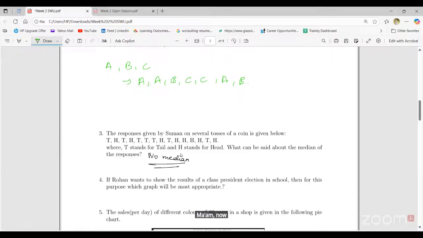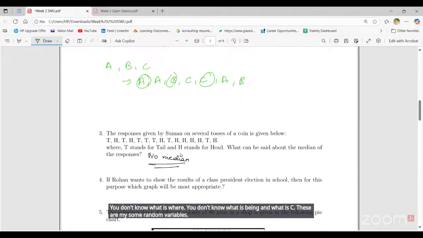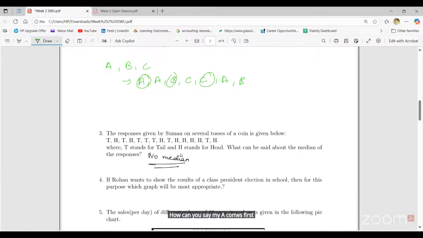Now we can do because we know A comes first, then B, then C. You don't know what is A, what is B, and what is C. These are some random variables. How can you say my A comes first, B comes second, and C comes third? These are some random things, random variables. Answer will be head.